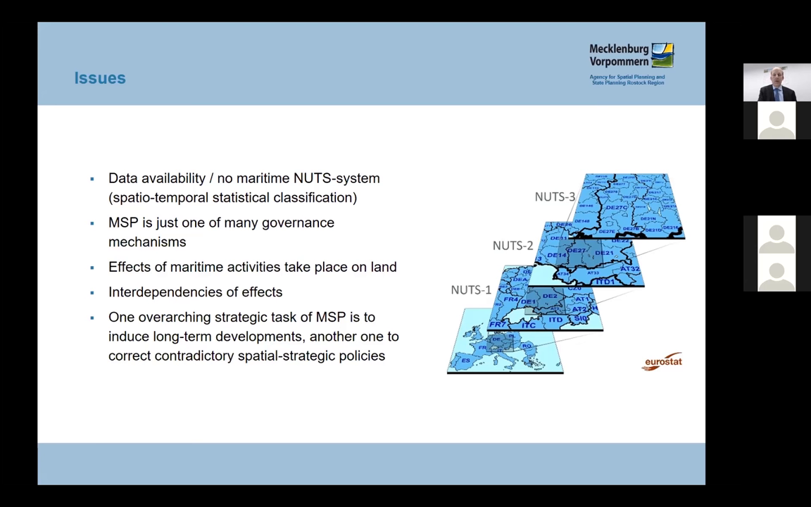So the time scale is an issue. You need to be careful when to measure. And another task that we need to fulfill is that we are obliged to correct contradictory spatial strategic policies. And it's really tricky to measure whether you're successful in balancing, for example, climate change issues with human well-being or nature conservation, with shipping, and the role of MSP in doing that.